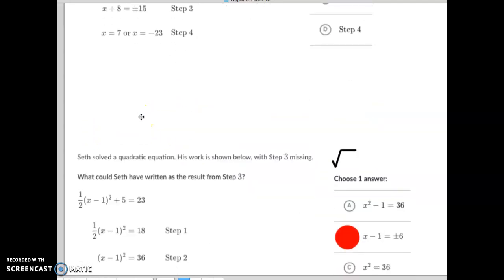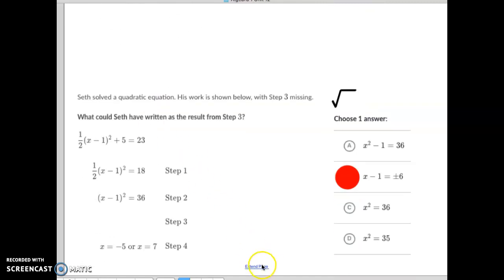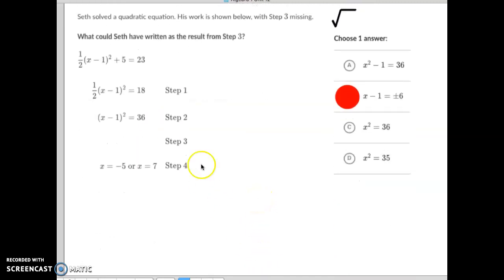Let's do one more. In this one, it's a little different. In this one here, they forgot the step here. I mean, they got to the right answer, so everything here is correct. But in step 3, what should step 3 say to continue this correctly?